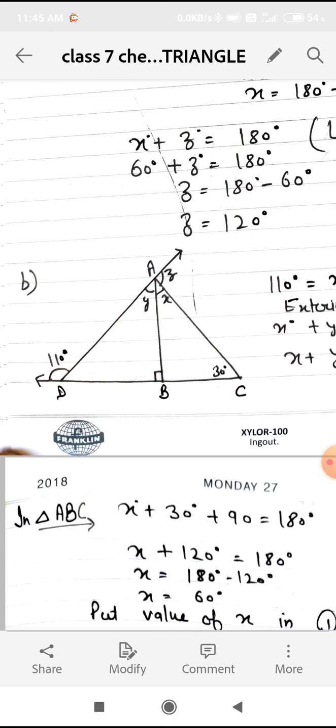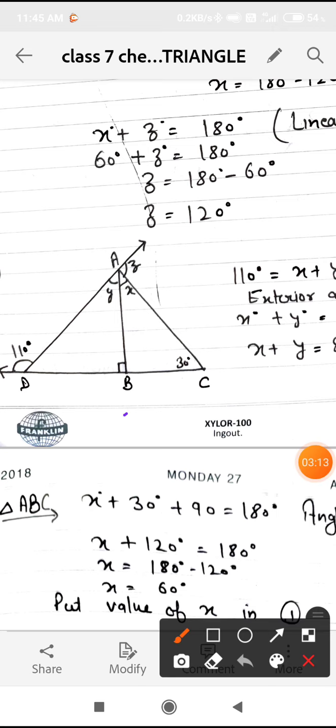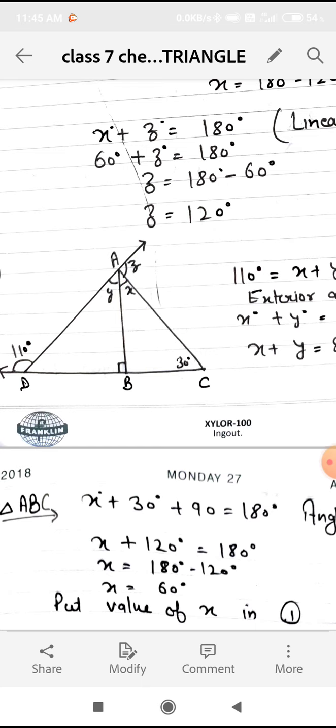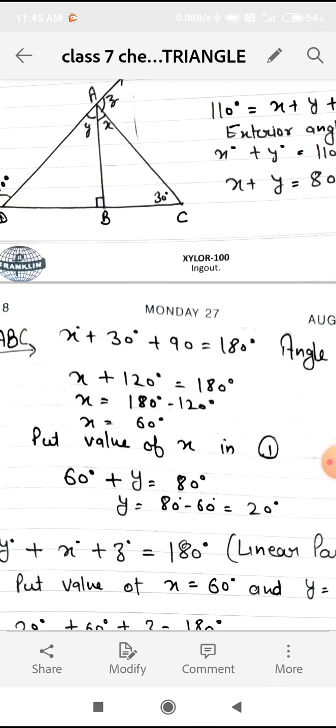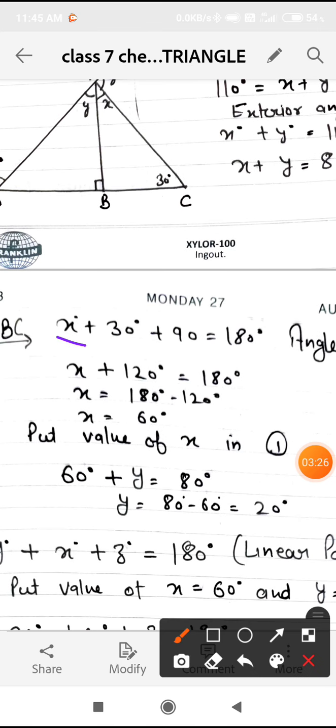Let's talk about the B part of the 11th question. In this question you can see we have a triangle ABC in which this angle is 90 degrees and this is 30 degrees. So x you can calculate easily using the angle sum property. As I have done here, x plus 30 plus 90 is equal to 180 degrees. 90 plus 30 is 120. When you move it to the other side, 180 minus 120, 60 degrees. So we have calculated x, that is 60 degrees.